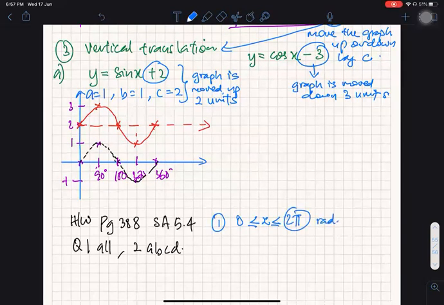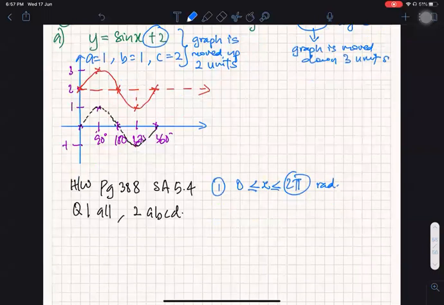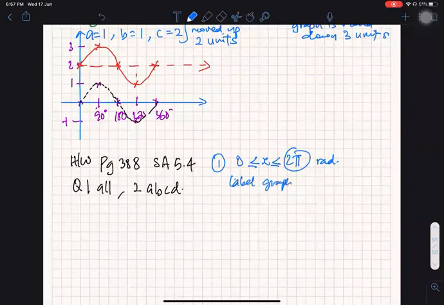Now, this represents 360 degrees, but in radians. So that means you must label your graph in radians, not degrees. Remember how I taught you to cut the graph into 4 parts, and then I asked you to label 90, 180, 270, and 360. Now instead of labeling that, you're going to need to write it in radians.